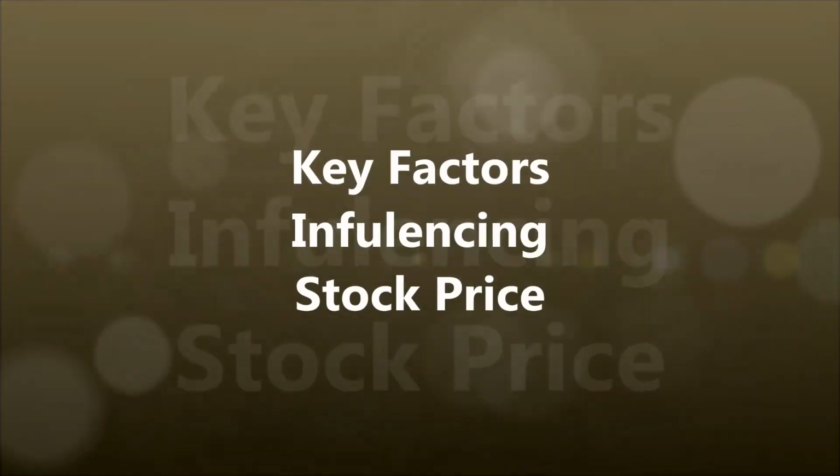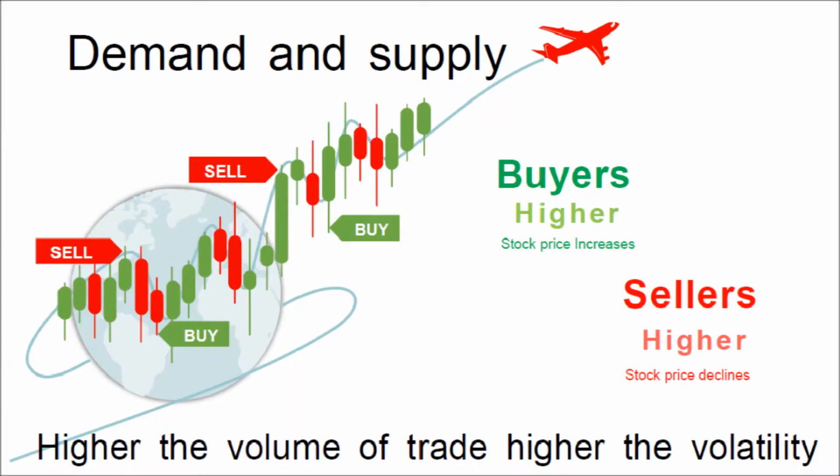Key factors that determine movement of stock price. Number 1. Demand and supply. When buyers for the shares are higher than the sellers, the share price increases, and when shares are sold, the stock price starts to drop, which increases stock volatility.